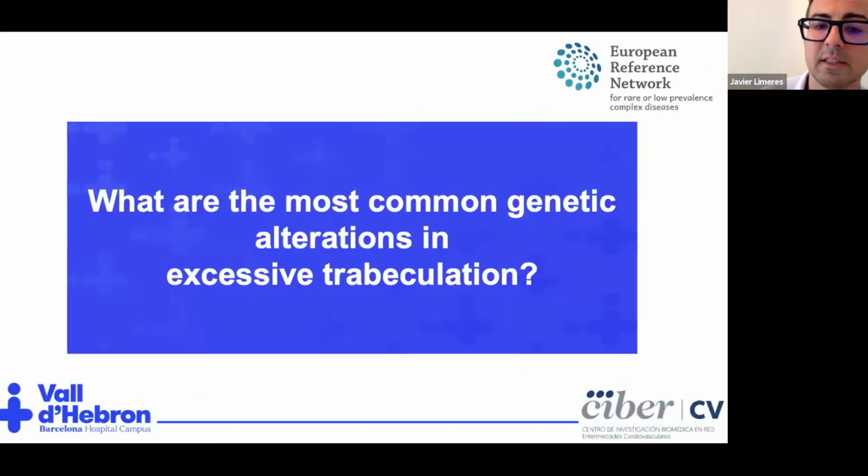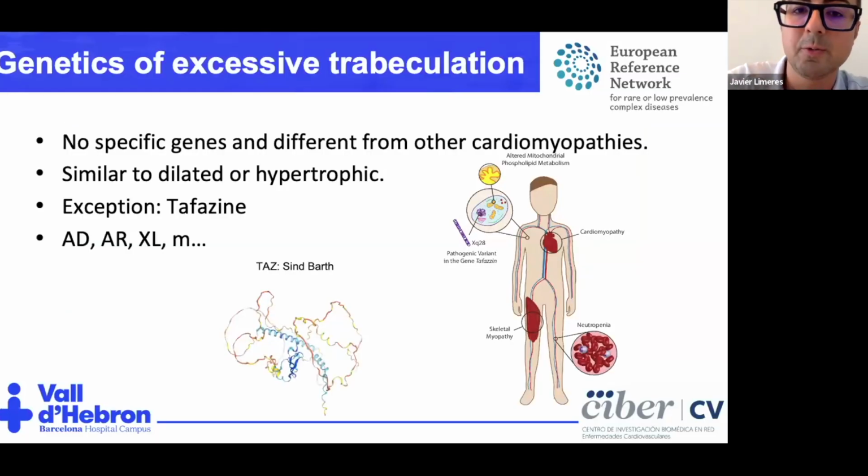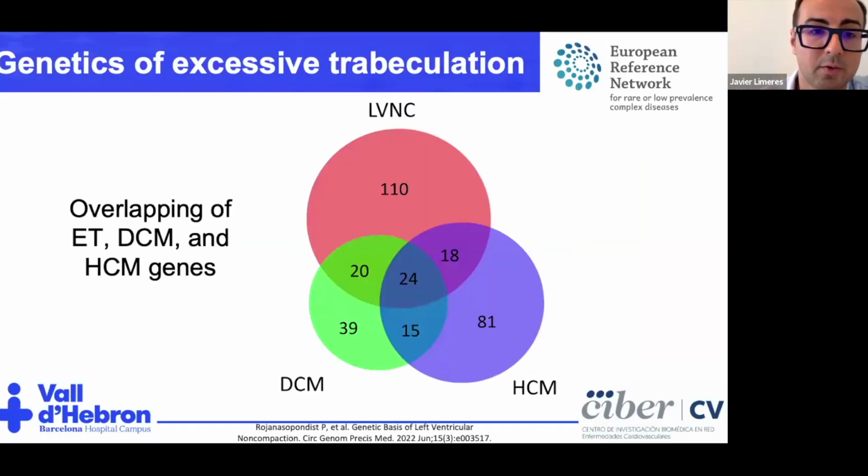So if we study the population of patients with the traditional series of noncompaction or with an excessive trabeculation, we see that we have no specific genes for noncompaction or excessive trabeculation different from, for example, the hypertrophic or the dilated cardiomyopathy. And the genes are the same, with an exception that is the tafazzin, that causes, like you say, a syndrome, a disease like the Barth syndrome. And the model of inheritance depends on the different genes.